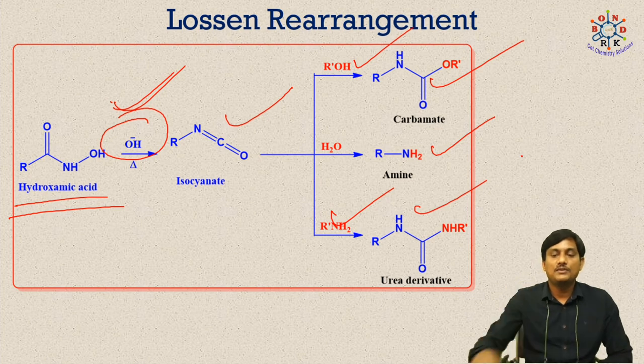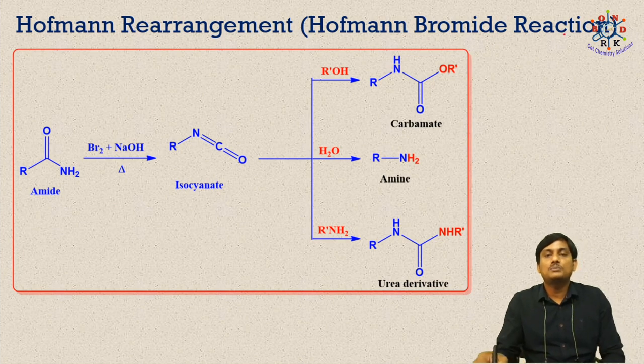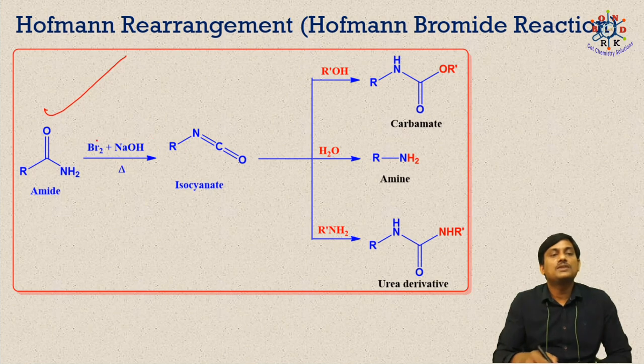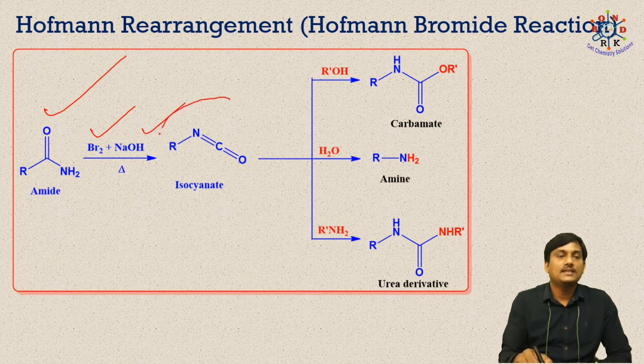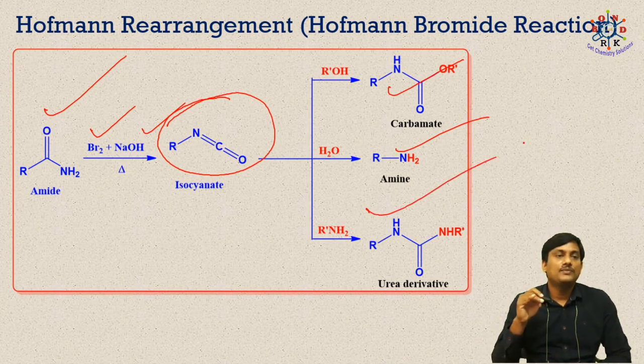Hofmann rearrangement is also called Hofmann bromamide reaction. When you treat amide with bromine and sodium hydroxide, there is a formation of isocyanate. When you treat this isocyanate with water, you will get amine. When you treat with alcohol, carbamate, and when you treat with the primary amine, you will get urea derivative.